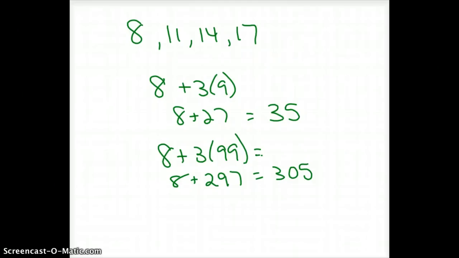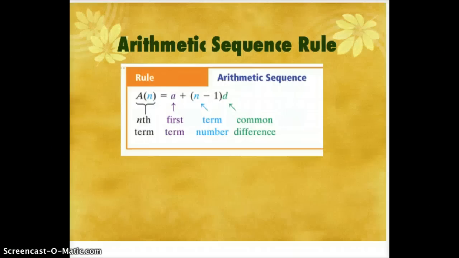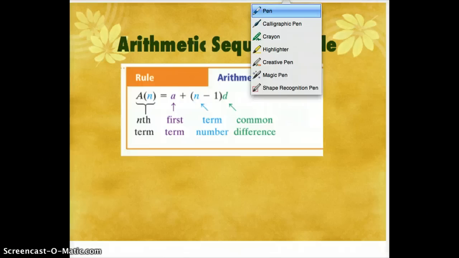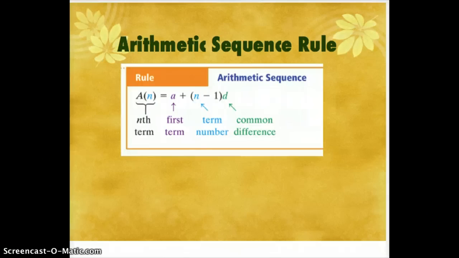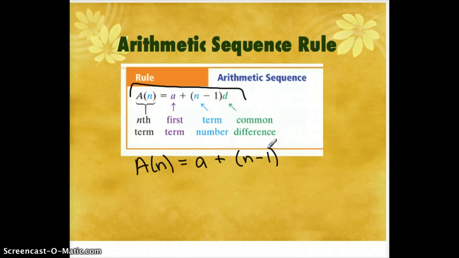Here is the rule for an arithmetic sequence. A of n, this is going to be just like what we just did. A of n, that's the nth term, so like we did A of 100 and A of 10. That always equals A, the very first term, plus the term number minus 1, because you've added it 1 less than the term number of times, times the common difference. So this is your common difference.